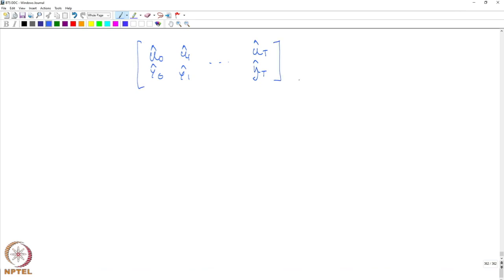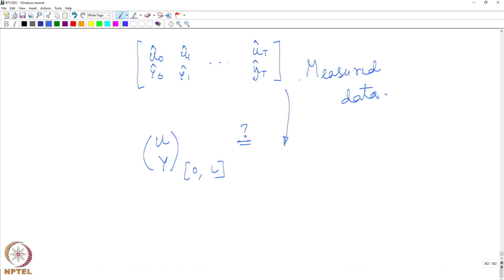From this measured data, is it possible to know what u and y are on this timeline for some L much smaller than capital T, of course? Is it possible to find this out from here? Yeah, that is the question of data driven simulation.